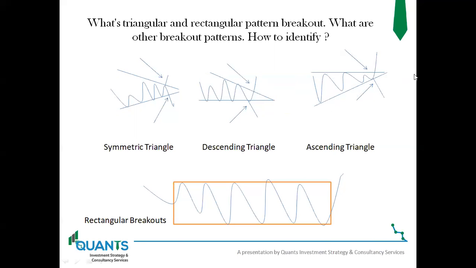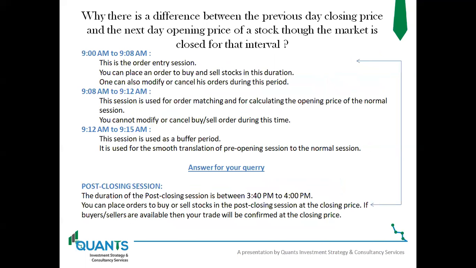Breakouts always refer to this arrow mark which is mentioned here. When it is upside, it is an upside breakout. When it is down, it is a downward breakout. A rectangular breakout is nothing but box trading. The price always moves inside this box. When there is a high, the low will be here. When there is a high here, the low will be here. As the same, it keeps moving up. Whenever the price is inside the box, you should avoid trading. When it breaks out or breaks down, then you can initiate your trade. Hope it is clear.